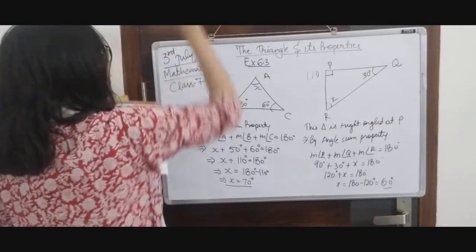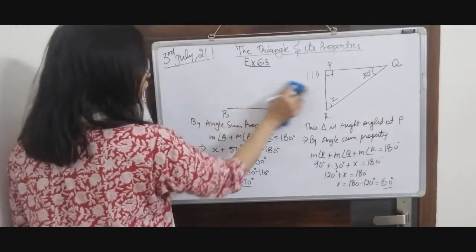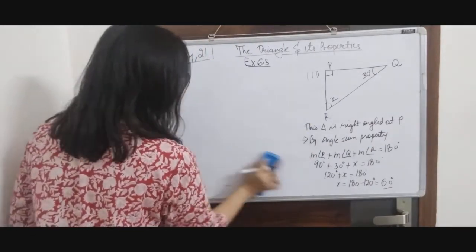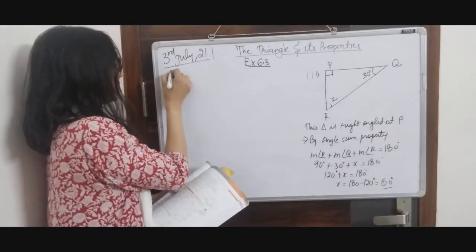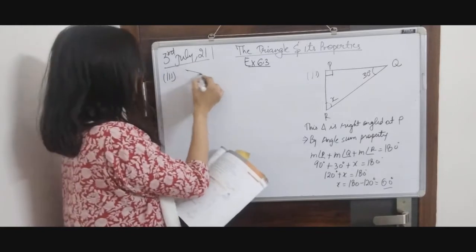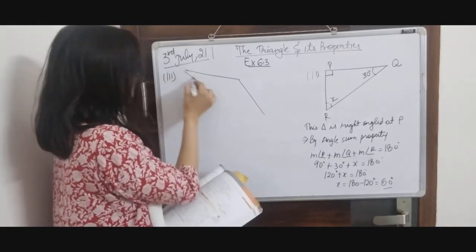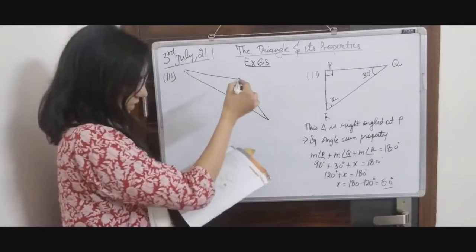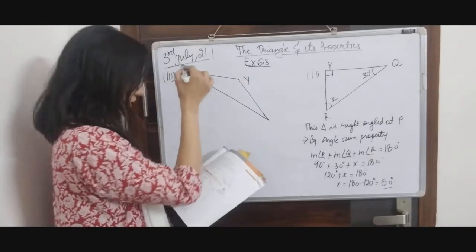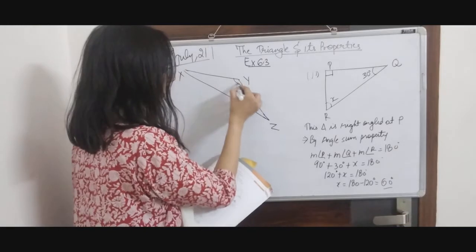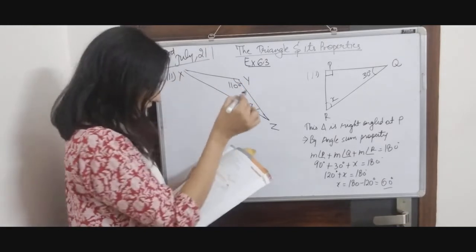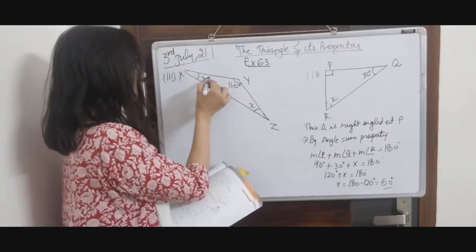Next is part number C of first question. This is a figure like this. This is Y, this is X, and this is Z. This angle is X, this is 110, and this one is 30 degree.